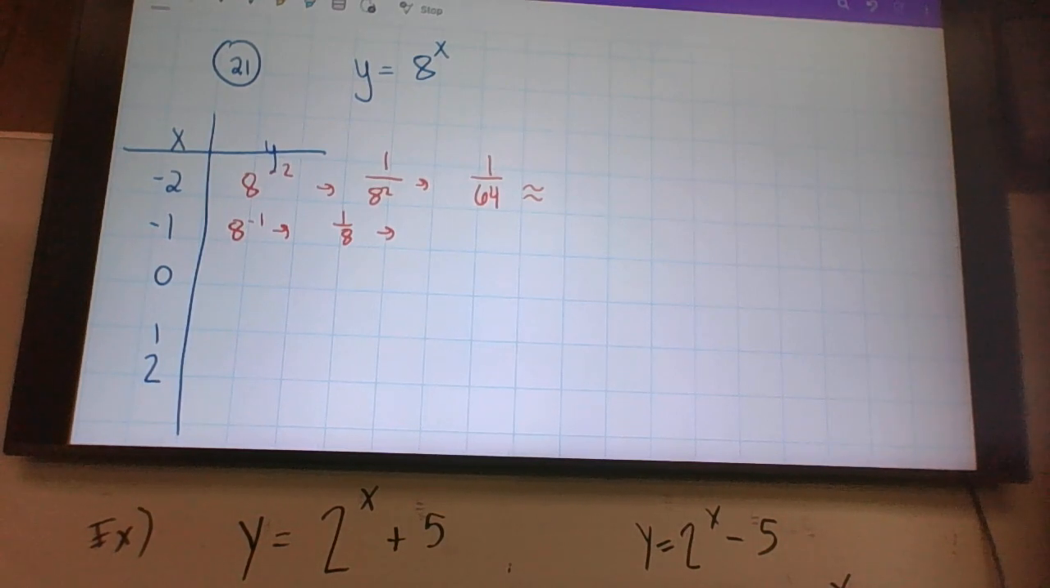Who's got the correct technology out? What's 1 divided by 64? Yes, sir? How about 1 divided by 8? Okay, a little bit higher. Very good. And what's 8 to the 0 power?